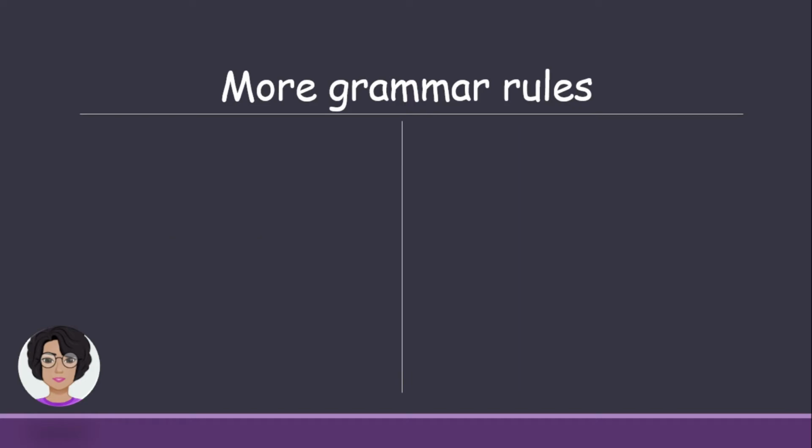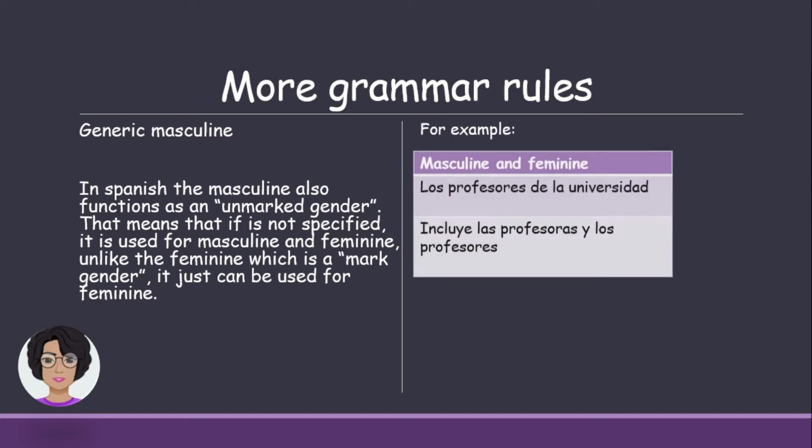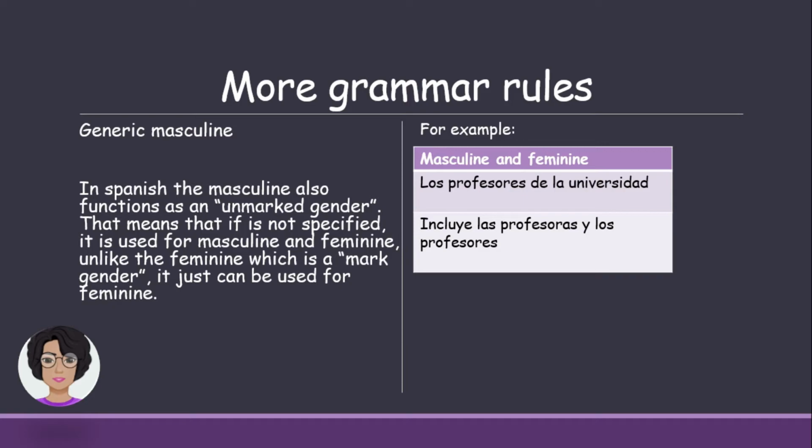We have as well something called generic masculine. In Spanish, the masculine also functions as an unmarked gender. That means that if it's not specified, it is used for masculine and feminine, unlike the feminine, which is a marked gender, so it just can be used for feminine. Let me give you an example so you can better understand. So if we want to say the college teachers in Spanish, we would say los profesores de la universidad.